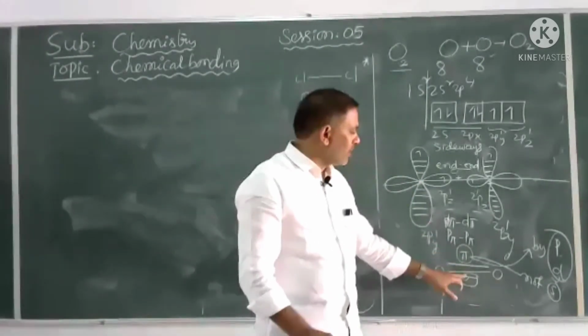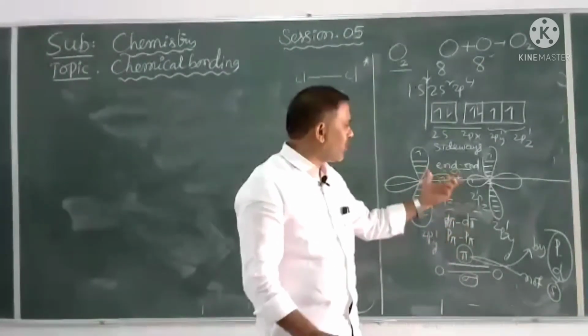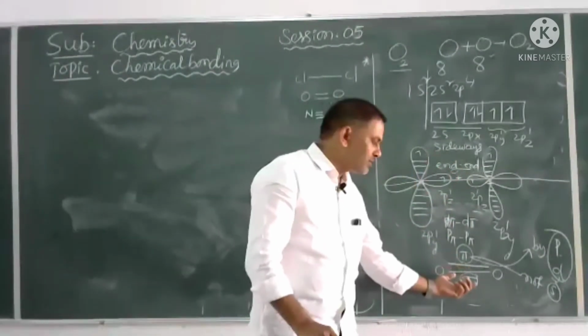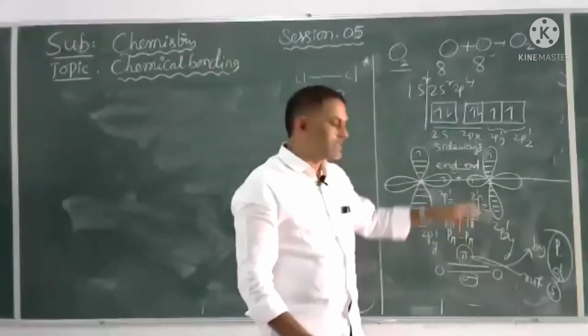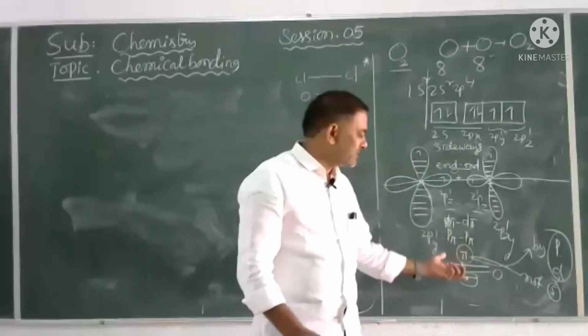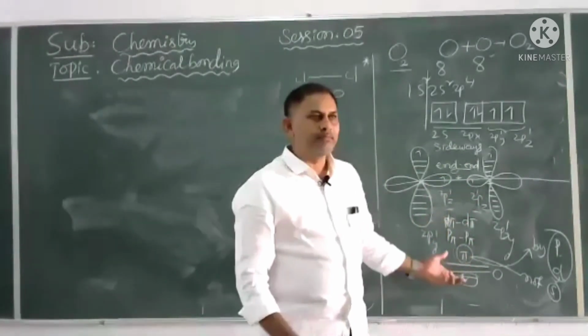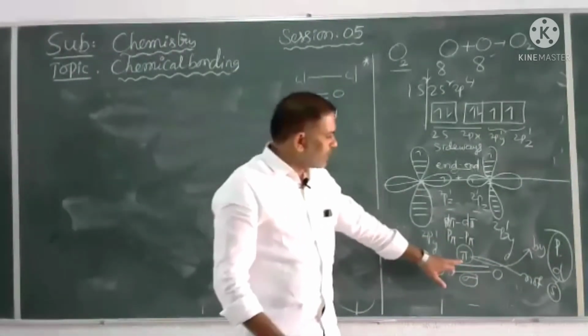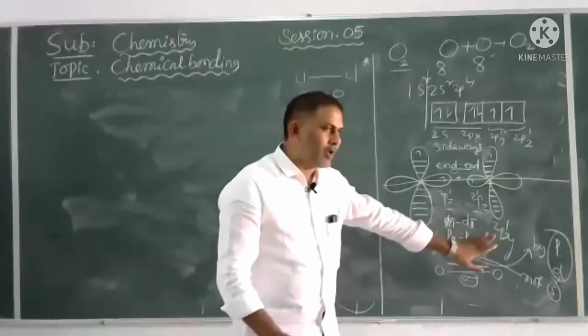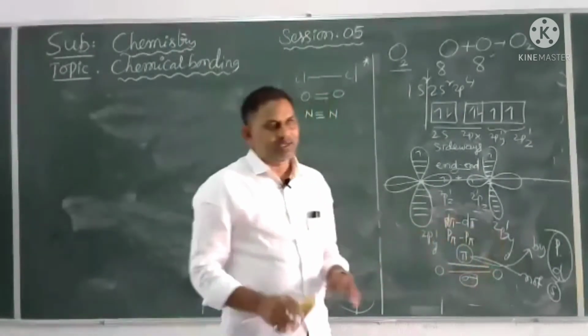The sigma bond is always formed end to end. Pi bonds are formed sideways. After formation of a sigma covalent bond, pi covalent bonds are formed along with the sigma bond. But sigma bonds can be present alone. First, only sigma covalent bonds are formed. So the pi bonds are formed by p and d orbitals, not by s orbitals.